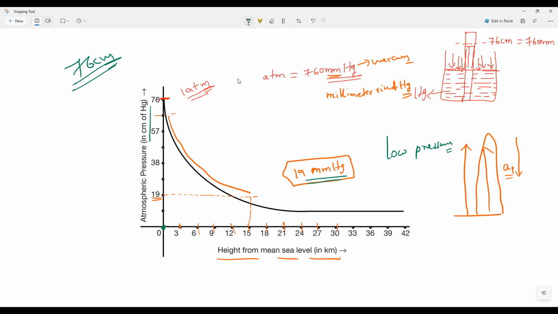So 1 atm is equal to how many pascals? I said 1 atm is equal to 10 power 5 pascals. Exactly. More precisely 1,01,325 pascals, or approximately 1 lakh pascals, is equal to 1 atmospheric pressure, which is equal to 760 mmHg, millimeter rise of mercury. Understand? These are all units of pressure. Units of pressure, please note it. Clear, guys? All of you?